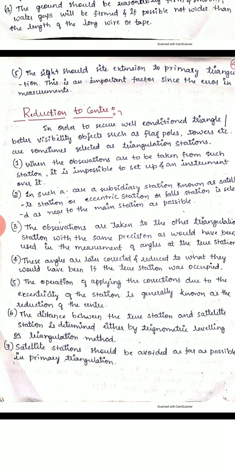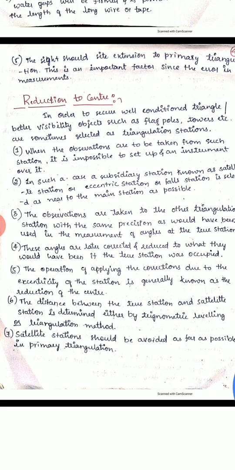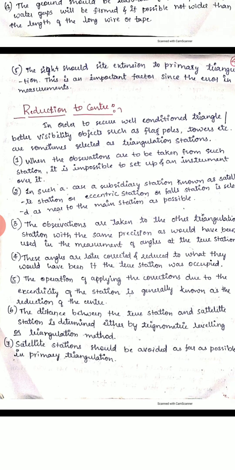These angles are later corrected and reduced to what they would have been if the true station was occupied. If the true station is occupied, the angle errors are reduced, and by using all these points, we reduce to the center.